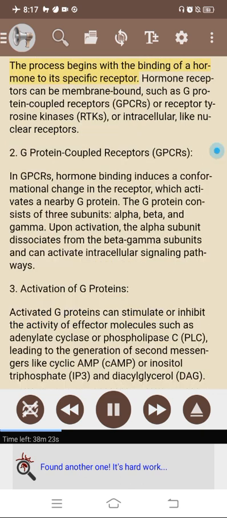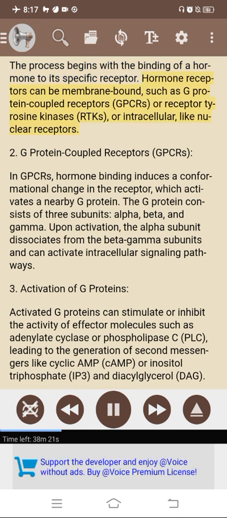1. Hormone receptor interaction. The process begins with the binding of a hormone to its specific receptor. Hormone receptors can be membrane bound, such as G-protein coupled receptors (GPCRs) or receptor tyrosine kinases (RTKs), or intracellular, like nuclear receptors. 2. G-protein coupled receptors (GPCRs).